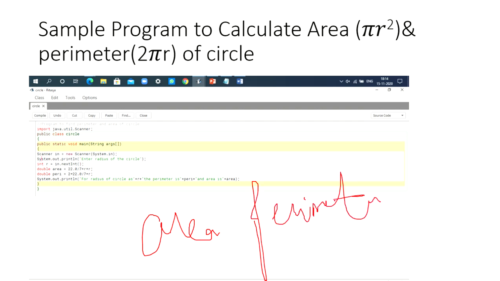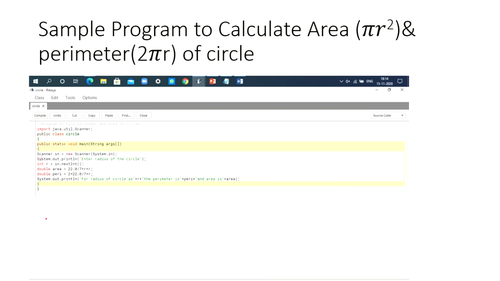Guys, since there is pi, what do you mean by pi? 22 by 7. So it might be a decimal value. Hence, there is a chance that the answer may be a decimal value. That is why I have declared them as double. Double area is equal to 22.0 divided by 7 times r square, which means our answer must be in what? It decides the answer must be a decimal value. Very good.